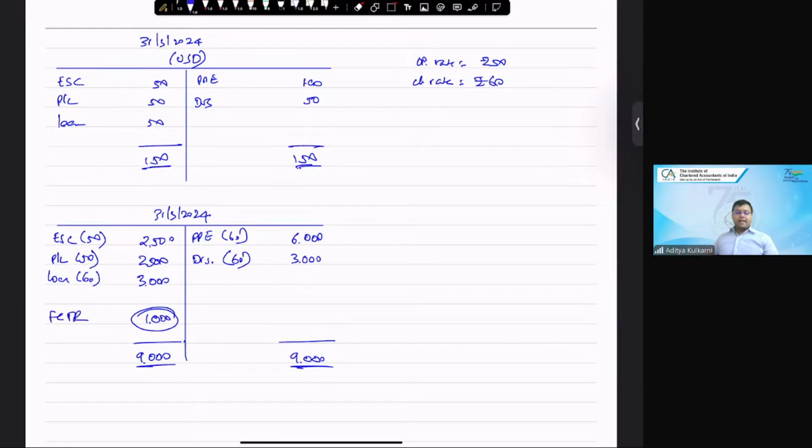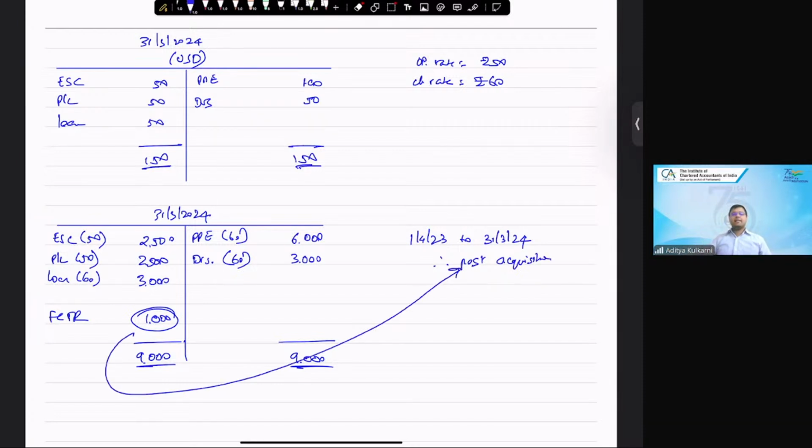This is your FCTR. When did this FCTR arise? Between the period 1/4/23 to 31st March 24. Is it post-acquisition or pre-acquisition? Post acquisition. Therefore, post-acquisition. So I explained to you why FCTR can never be pre-acquisition FCTR. Is it okay? All right.